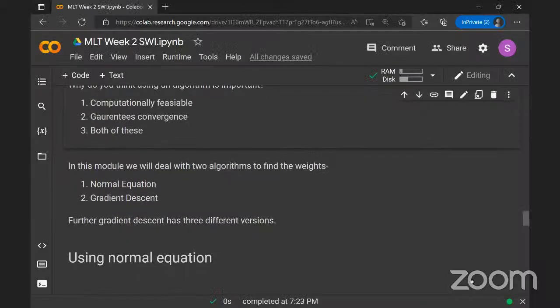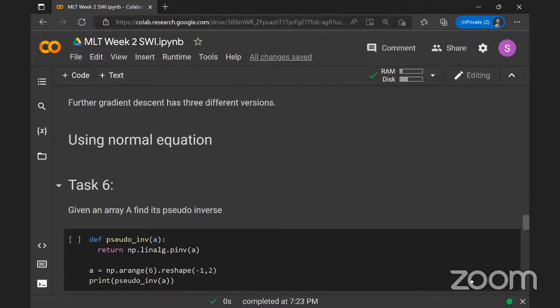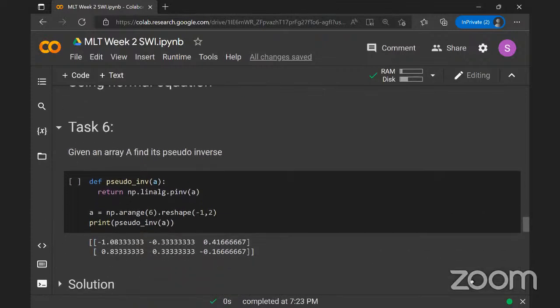Coming back to our question. Next question is, in this module, we will deal with two algorithms to find the weights: normal equation and gradient descent. Further, gradient descent has 3 different variations. That is also being covered in this week itself, right? Yes, sir. Okay. Now let's go to task number 6.